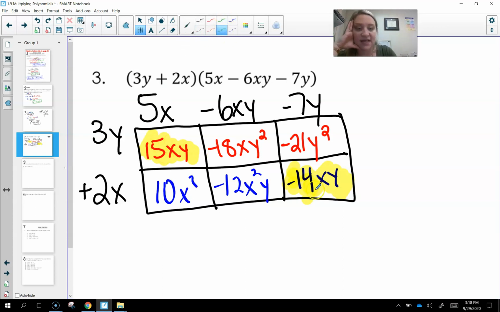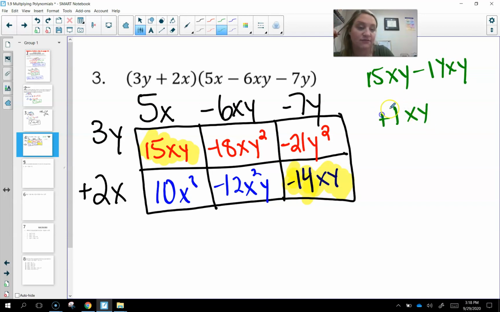Okay, but the pieces that were the same, I can put together. I can do 15xy minus 14xy, right? 15 minus 14 gives me 1xy. And it is a positive one. So that's the piece that I'm going to use in my equation. Everything else stays separate.